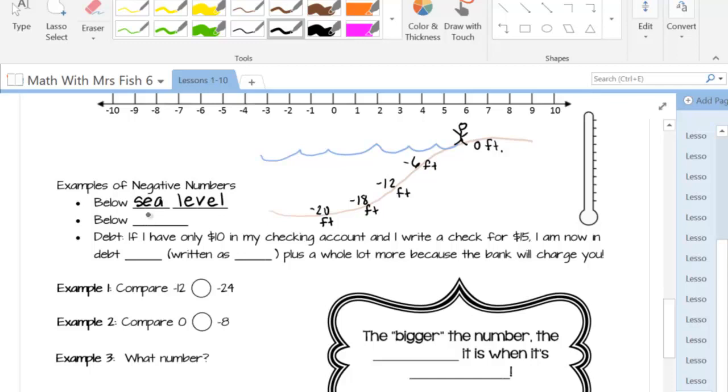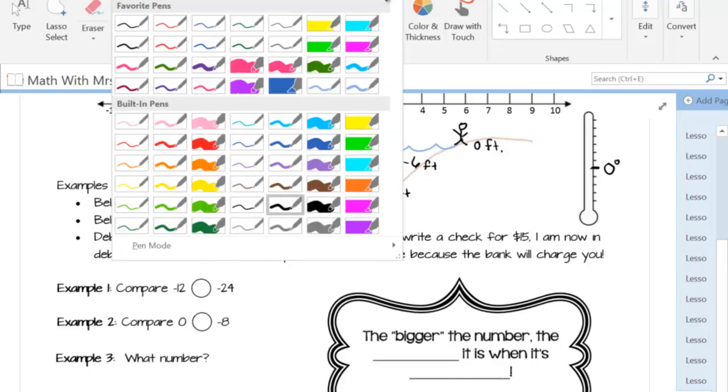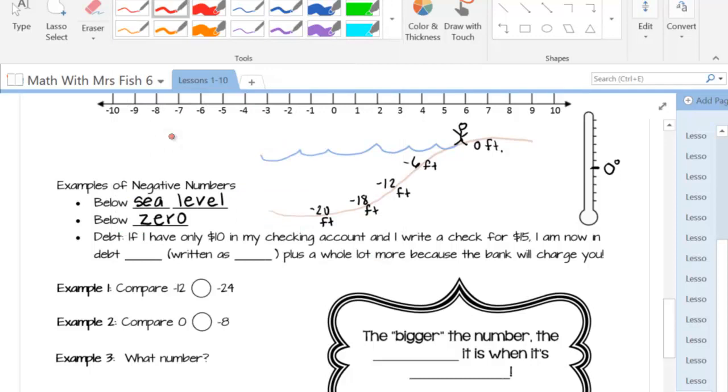Below 0 on a thermometer. We're going to go ahead and make this 0 degrees. And we're going to use a red. Normally red is wrong, but here it's going to represent a temperature below 0. Usually in a thermometer it's red. So below 0.